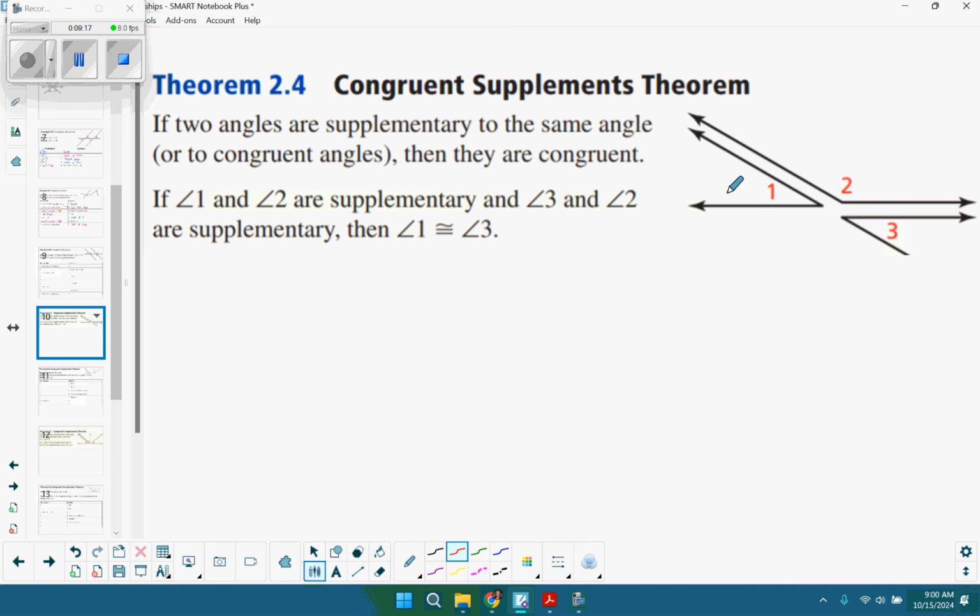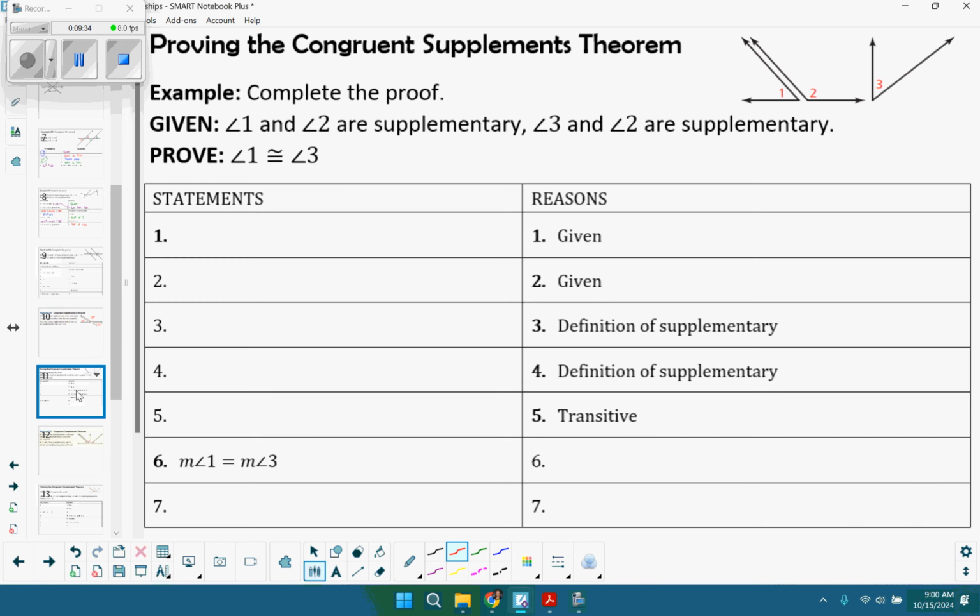And let's see if that makes sense. If angle 2 was 130 degrees, then angle 1, which is supplementary to it, would have to be 50 degrees. And angle 3, which is supplementary to it, would also have to be 50 degrees. So that makes angle 1 and angle 3 the same. And now let's prove it.